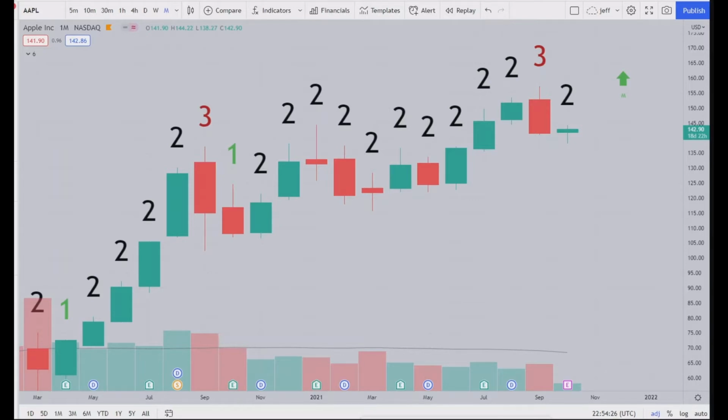candles are there's three numbers: ones, twos, and threes. A 1 is a candle that is inside the previous candle, so the entire range is inside the previous range. A 2 means either the previous candle high or low was broken, so you'll hear people refer to them as a 2 up where the high was broken, or a 2 down where the low was broken. And then there's 3s, which means the high and the low of the previous candle was broken.